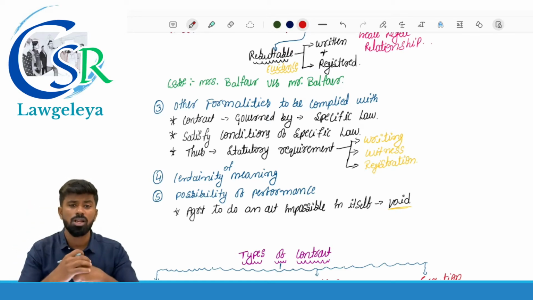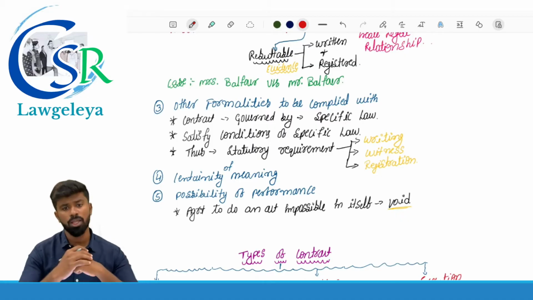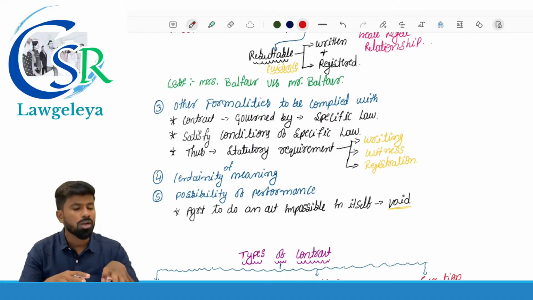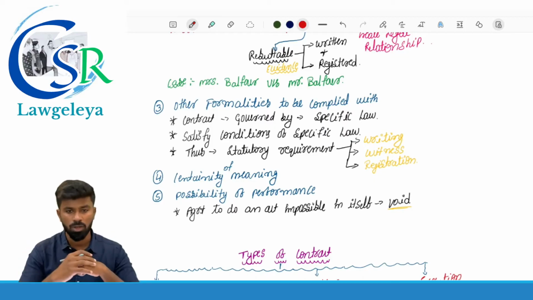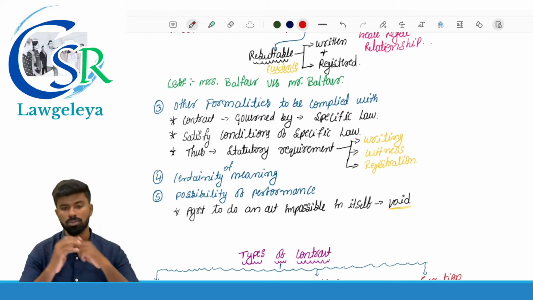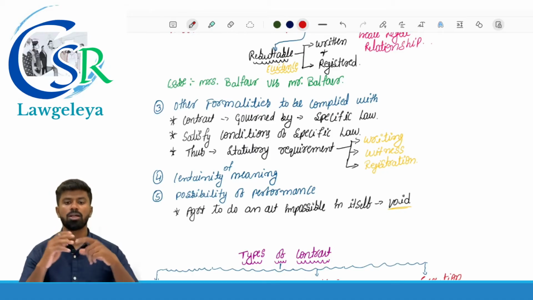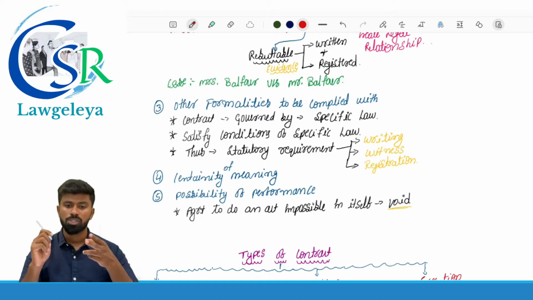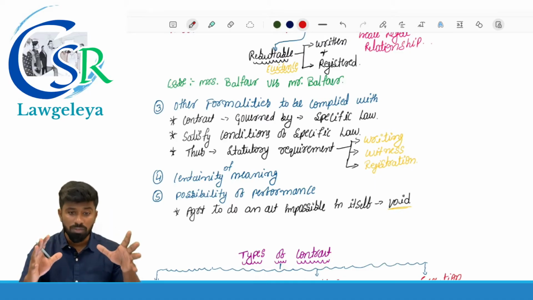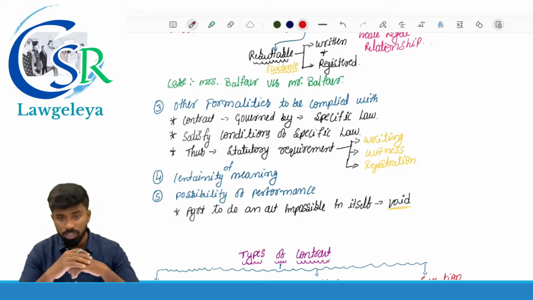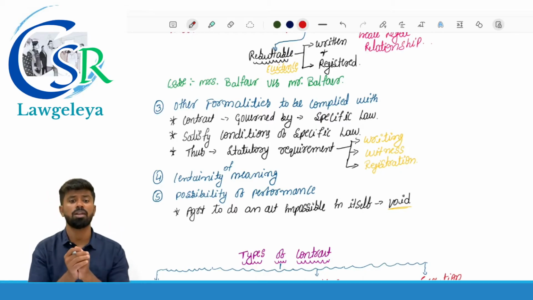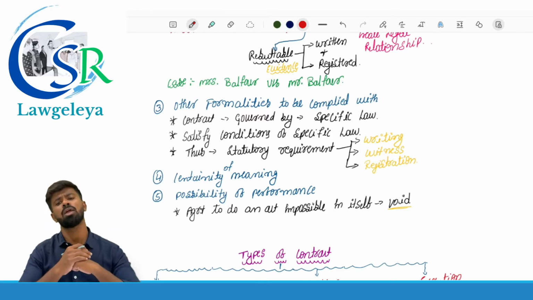The next essential element is the other formalities to be complied with. If there is a contract which is governed by a specific law, that contract must satisfy the conditions which are specified by the specific law. Thus, the statutory requirements like agreement to be in writing, agreement to be signed by witnesses, agreement should be registered, should also be satisfied to be a valid contract. If these conditions are not satisfied, is the contract valid, sir? No, the contract is not valid, not enforceable by law.